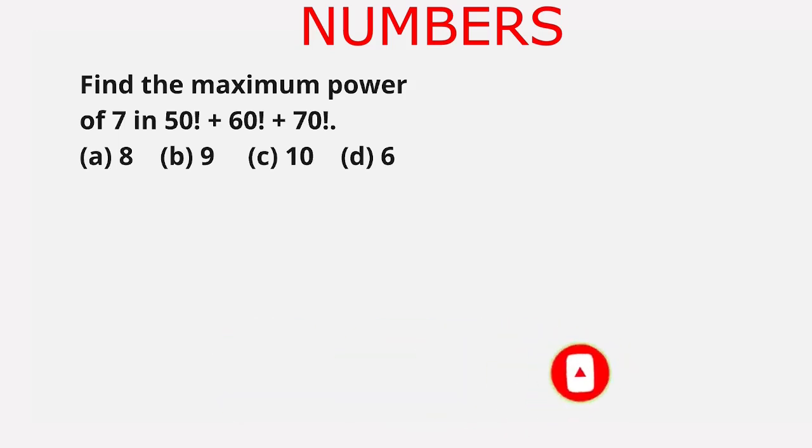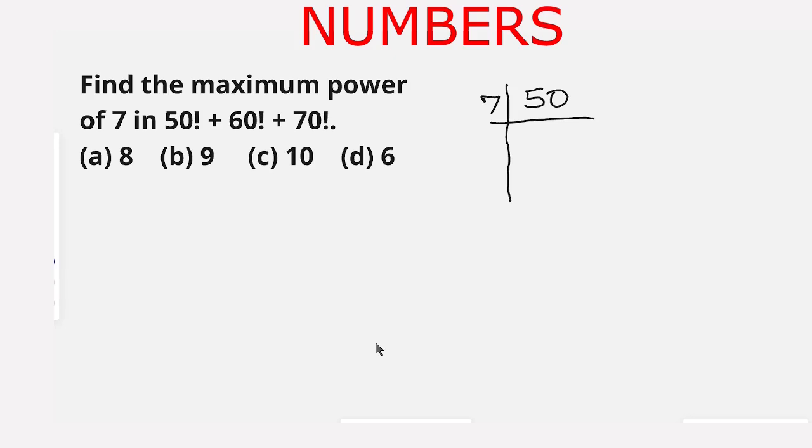We have to find the maximum power of 7 in 50 factorial plus 60 factorial plus 70 factorial. In this, we have just to find the maximum power of 7 in 50 factorial, and that will be the same for 50 factorial plus 60 factorial plus 70 factorial. As there is a big difference between 50 factorial and 60 factorial, we have only to find the power of 7 in 50 factorial, and that will be the power of 50 factorial plus 60 factorial plus 70 factorial. So we successively divide 50 by 7. 7 divides 50 for 7 times.